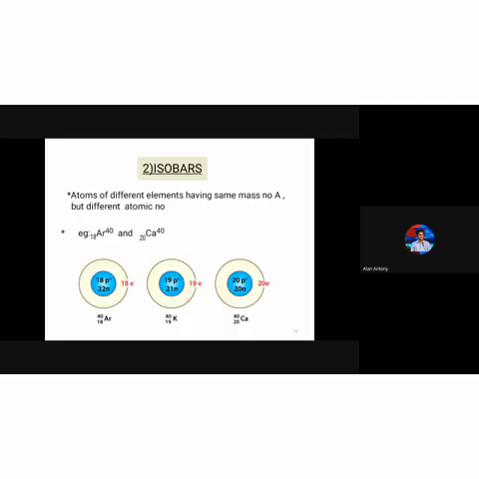Next is isobars. Isobars are atoms of different elements which have the same mass number but different atomic numbers. For example, argon 18,40 and calcium 20,40. Here we can see that argon and calcium have the same mass number 40, but they differ in their atomic number.